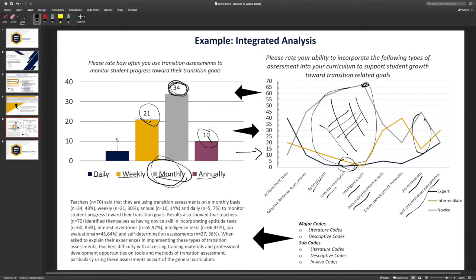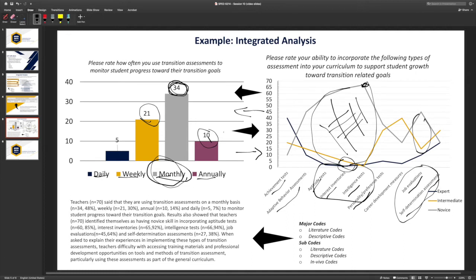So taken together, now we know that when they're using transition assessments, it's happening on a monthly basis. And then in terms of the transition assessments they use, their highest level of knowledge or skill is in achievement tests and adaptive behavior assessments, which wouldn't surprise us. And the greatest area of need is in these more transition-specific assessments that we might consider as part of our best practices or evidence-based practices for age-appropriate transition assessment.